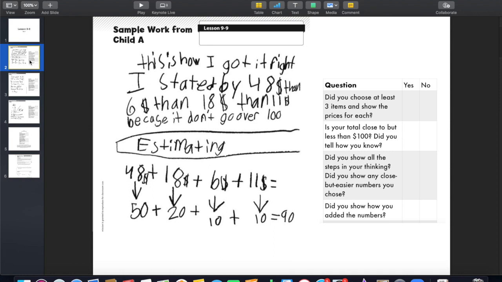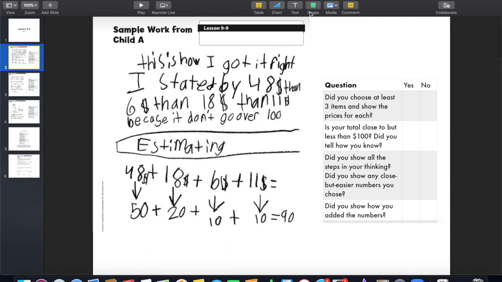So sample work from Child A said, this is how I got it right. I started by $48, then $6, then $18, then $11 because it don't go over 100. And then the student showed their estimating. So they estimated that 48 was close to 50, 18 was close to 20, 6 was about 10, and 11 was about 10 to show their mental math. So 50 plus 20 plus 10 plus 10 is 90.